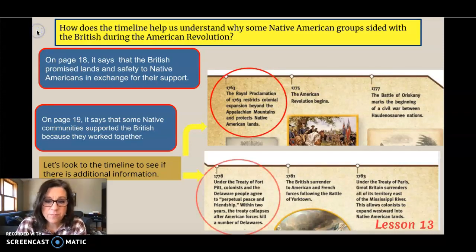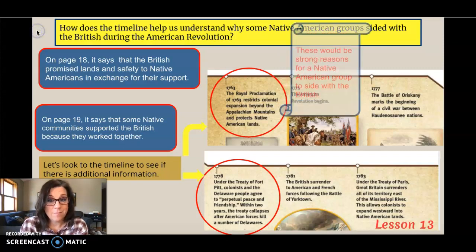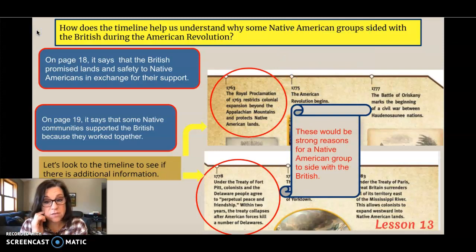It looks like there are additional facts here. In 1763, the Royal Proclamation of 1763 restricts colonial expansion beyond the Appalachian Mountains and protects Native American lands. But in 1778, under the Treaty of Fort Pitt, colonists and the Delaware people agreed to perpetual peace and friendship. Within 2 years, the treaty collapses after American forces kill a number of Delawares. These would be strong reasons for a Native American group to side with the British.